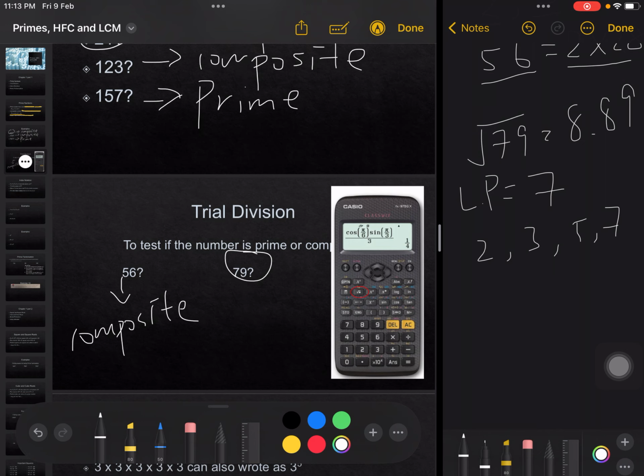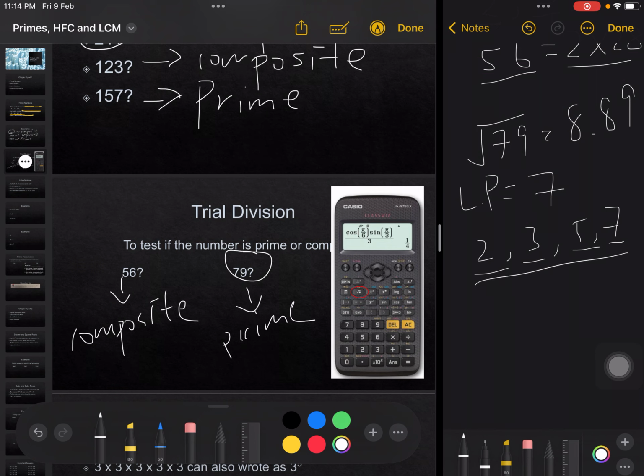Can 79 be divided by 2? No. So 2 is not a factor of 79. Can 79 be divided by 3? No. 79 divided by 5? No. 79 divided by 7? No. So all these four numbers are not factors of 79. Hence 79 is a prime number.